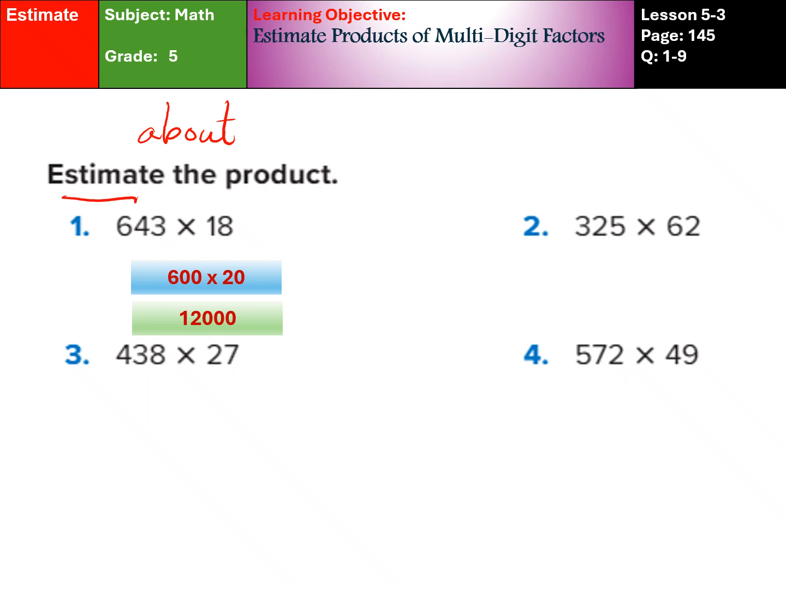For the compatible numbers, 300 or 400, it is closer to 300. 62 is closer to 60. So 300 times 60 is 18,000.